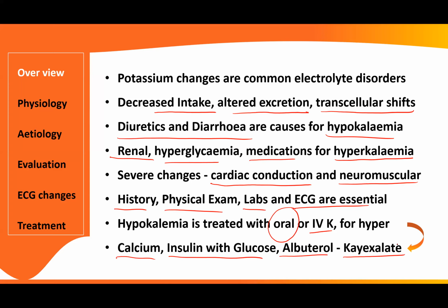So this is an overview. I have given the summary of this particular slide. These are common disorders. Decreased intake, altered excretion, and transcellular shifts are important for hypokalemia. For hypo, it is diuretics and diarrhea, and then the loss in the kidney and loss through the GI tract. For hyper, it is the renal, hyperglycemia, medications, and hyperkalemia. These result in conduction disturbances of the nerves related to the heart and the neuromuscular system. The important way I diagnose them is by history, physical, labs, and ECG, not too many sophisticated tests.